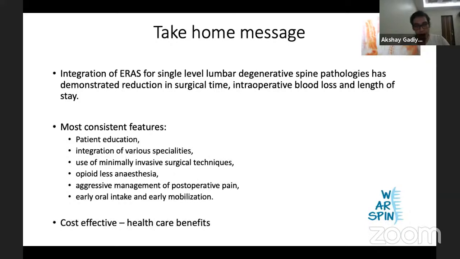And as we showed, it definitely has cost effectiveness. And I think this particular aspect of ERAS will be very beneficial in scenarios, especially in peripheral surgical centers where we are really constrained in terms of resources. I think that was all about ERAS in lumbar spine.